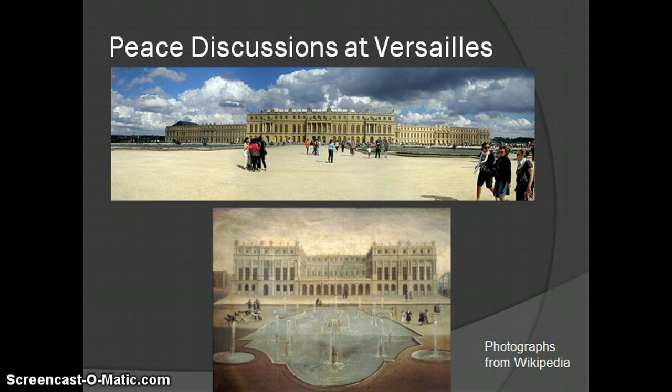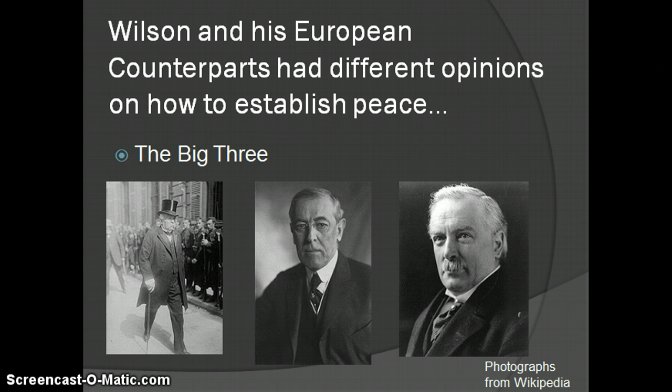The peace discussions took place at a French palace called Versailles. Versailles is located just a few miles outside of Paris. And here at the top I have a picture of what it looks like in the modern day, and at the bottom is a painting of it from the past. It is a huge and beautiful palace, very ornate in the interior and exterior. Wilson and his European counterparts had very different opinions on how to establish the peace.